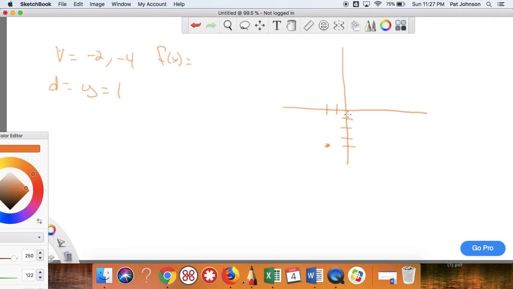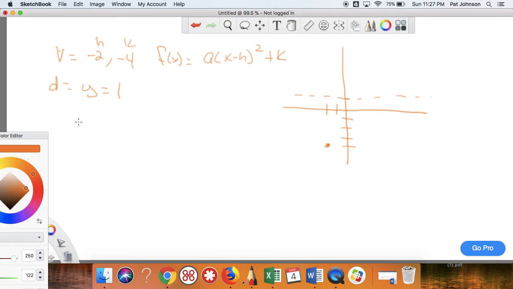So if I know my directrix is y equals 1, that is a horizontal line. That means it has to open up or down. Since my vertex is down here, I know it's going to open down, so I need to use the form a times (x minus h) squared plus k. So I know h and k, right? (h, k). And I know my directrix.